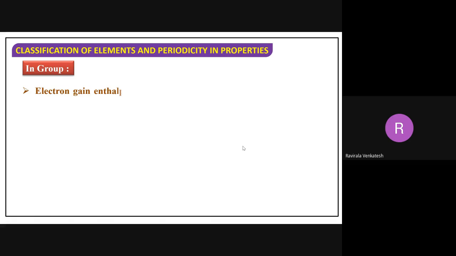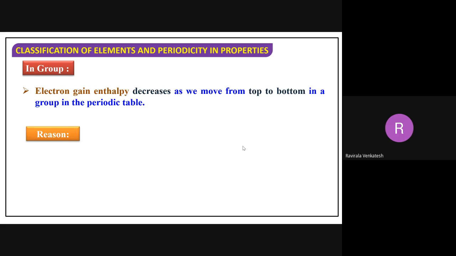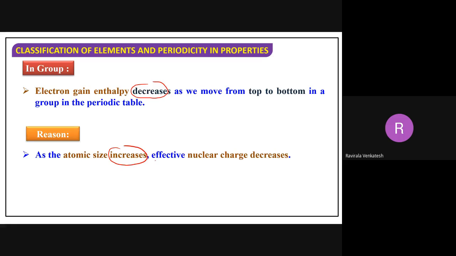Now in groups, electron gain enthalpy decreases, the opposite. For example, if it increases in the period, definitely in the group it will decrease. The electron affinity values decrease as we move from top to bottom here. Reason: size increases from top to bottom. When size increases, the effective nuclear force of attraction decreases. So in the period, effective nuclear charge increases and electron gain enthalpy increases, whereas in the group effective nuclear charge decreases and the electron gain enthalpy also decreases. We'll take some example here.